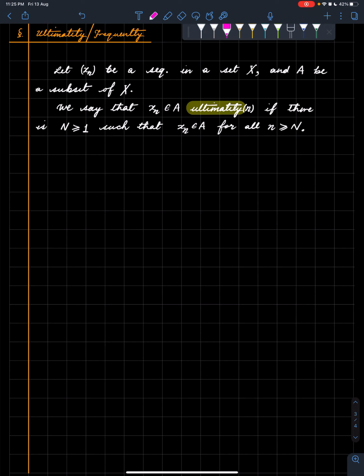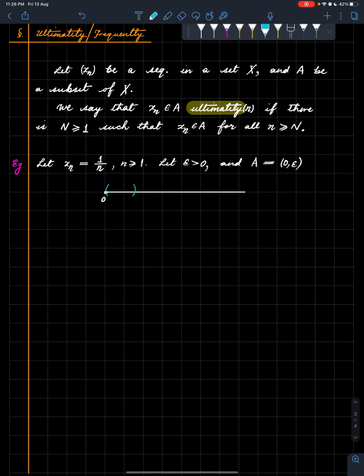Alright, so let us look at an example. Define our favorite sequence. Let Xn equal 1 by n for all n. Let epsilon be greater than 0 and define A as the open interval (0, epsilon). Let me draw a picture. This is 0 and A is, let's say, something like this. So this is epsilon and this shaded part is A. Let's say this is 1 by 3 maybe, whatever. If this is 1 by 3, then 1 better be somewhere here. Let's say this is 1. Makes sense. And this is 1 by 2.